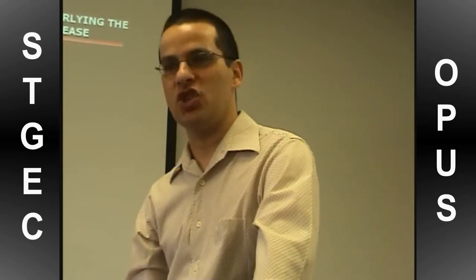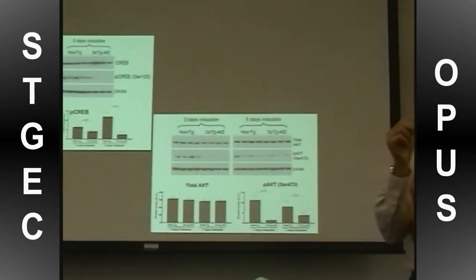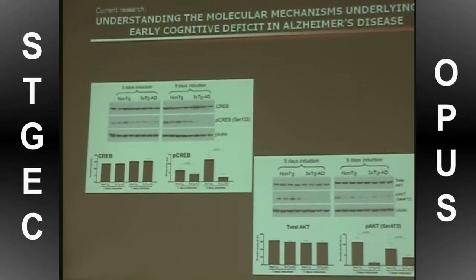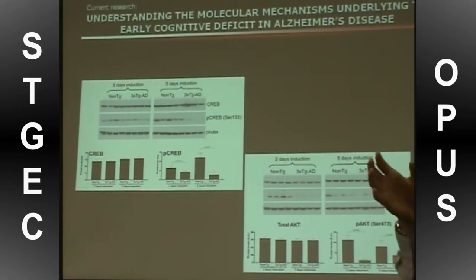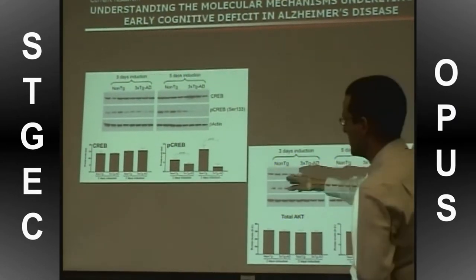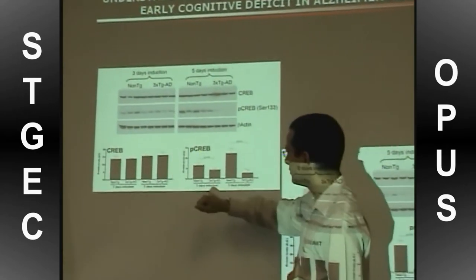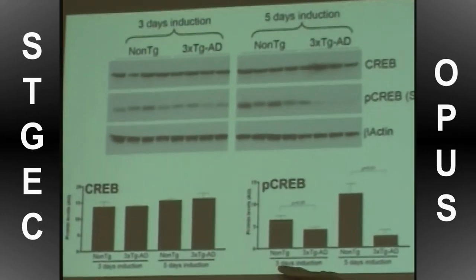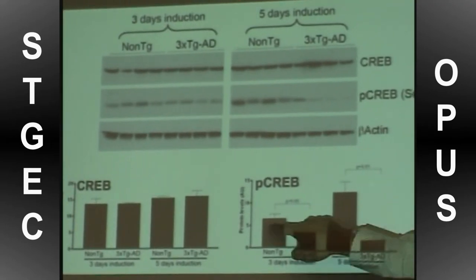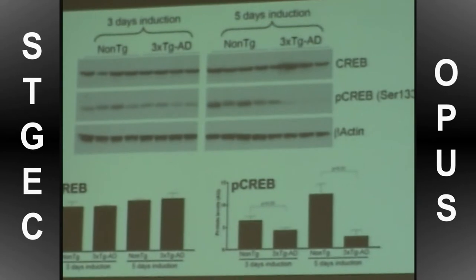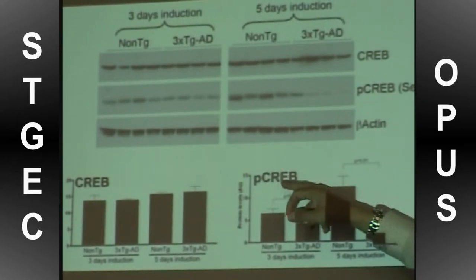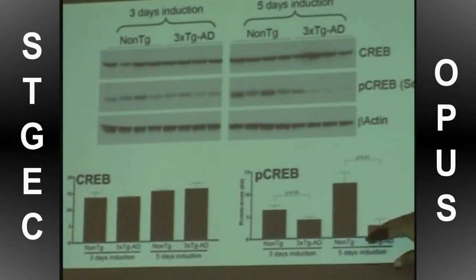And so we focus on the immediate early genes. We have some exciting preliminary data here measuring some of these immediate early genes. It's known that CREB activation is necessary for learning and memory. So we trained a group of mice in the water maze for 3 or 5 days. In the non-transgenic mice, there is an increase in CREB activation as the mice learn; comparing 3 days to 5 days, there's an increase. Again, nothing new there. However, in the triple transgenic mice, there is some activation of CREB, as detected by this phospho-CREB antibody, but it stays constant.